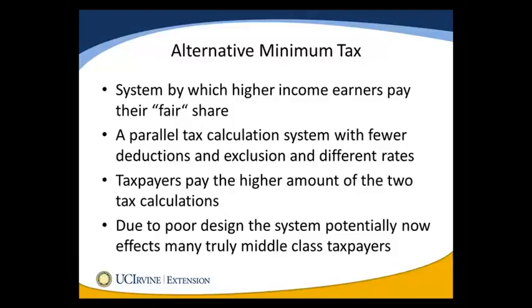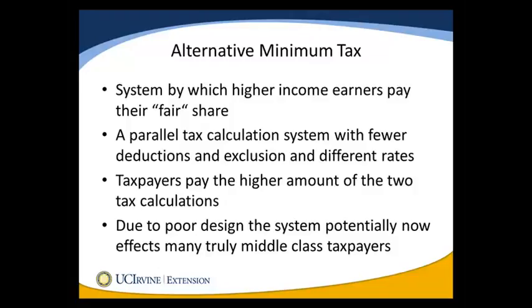Let's briefly touch on the Alternative Minimum Tax, or AMT. In 1969, during an era in which much was made of the wealthy paying less taxes than others, the United States Congress enacted a parallel tax calculation with greatly reduced deductions and a separate set of tax rates to reform the inequities in place at the time.